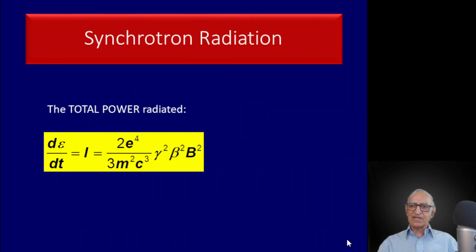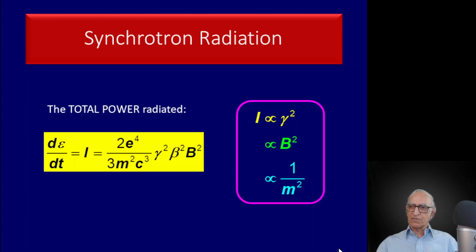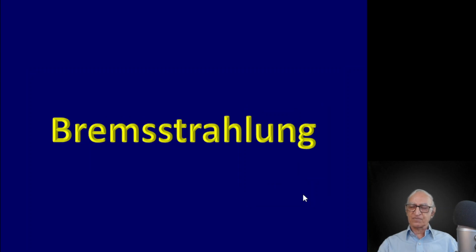The total power radiated will be proportional to gamma squared, proportional to B squared, and inversely proportional to the square of the mass of the particle. Now, if you'll permit me a few moments, I would like to tell you about a different kind of radiation, which is known as Bremsstrahlung. It's a German word which means brake radiation. Strahlung is radiation, so brake radiation.